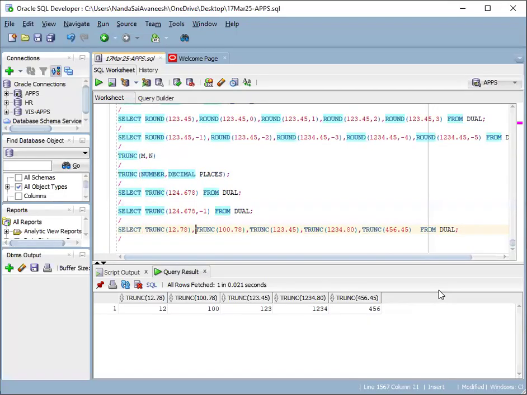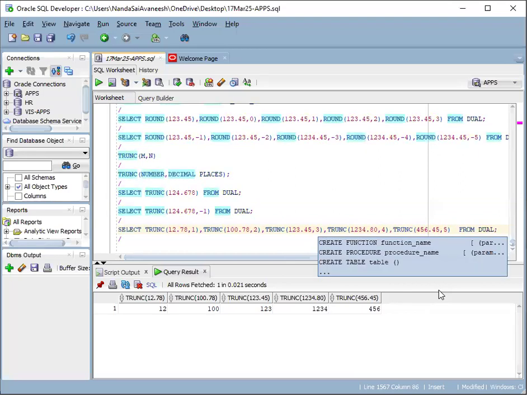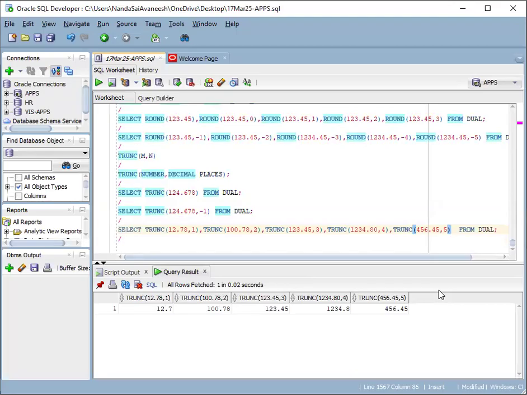Now mention a comma and 1 like this. What will happen? Here 1 means 1 digit only after the decimal point. Here 2 means it is taking 2 digits, and here 3 digits should be there, but we have only 2 digits, so it is taking 4, 5 only.